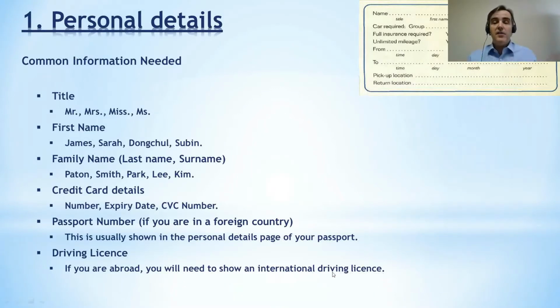So this is what I do every year. I go to my local district office and get an international driving license, and that allows me to drive when I go to the UK. I don't have a UK driving license. I actually learned to drive in Korea, so I only have a Korean driving license. So again, very important vocabulary for personal details.